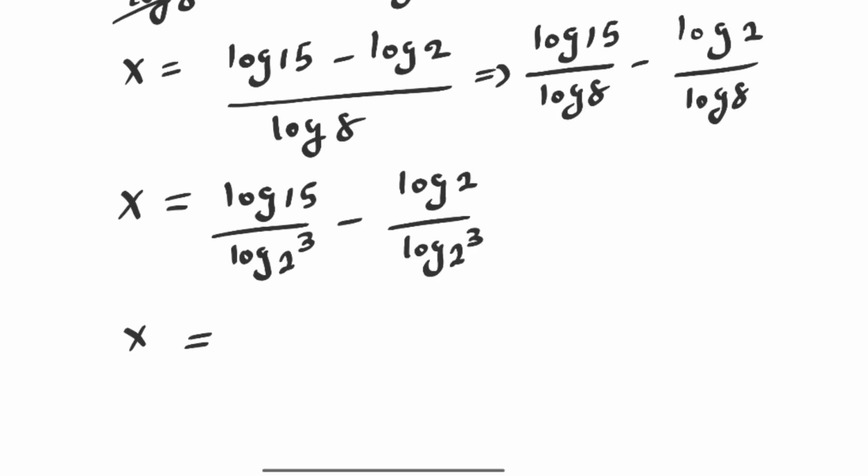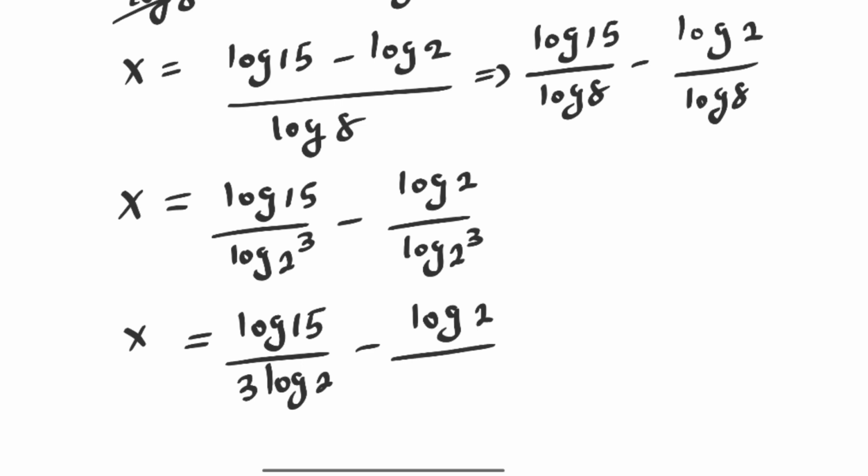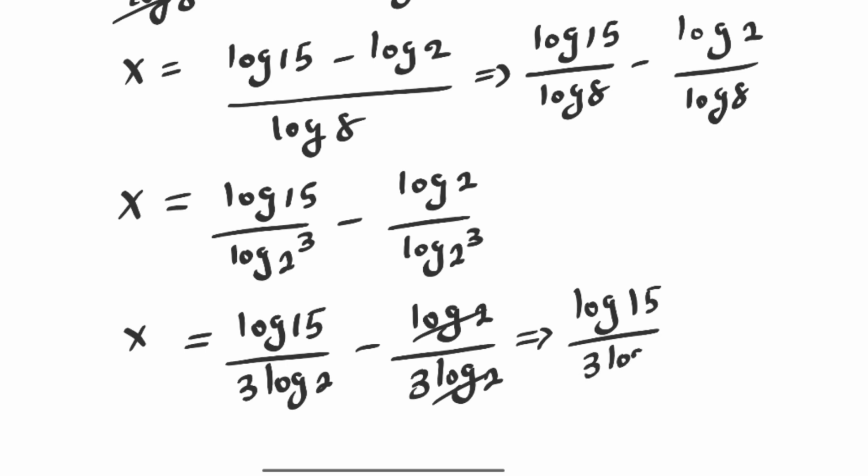x is equal to log 15 over this log 2 raised to power 3, which can be written as 3 log 2, minus log 2 over 3 log 2. This log 2 cancels this log 2. This is the same thing as log 15 over 3 log 2 minus 1 over 3.